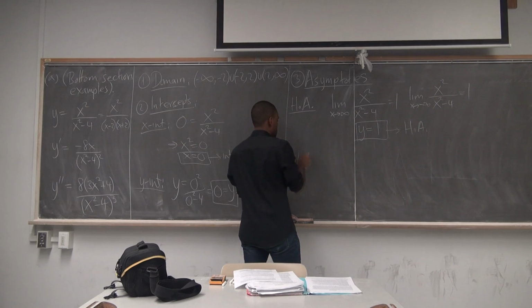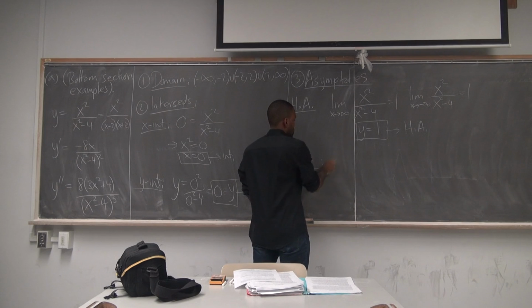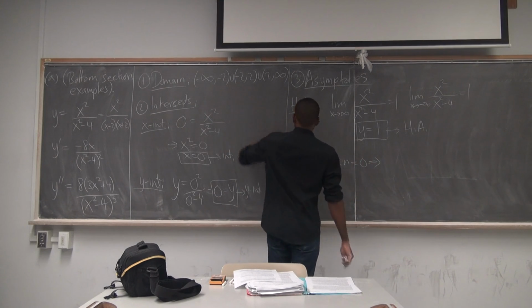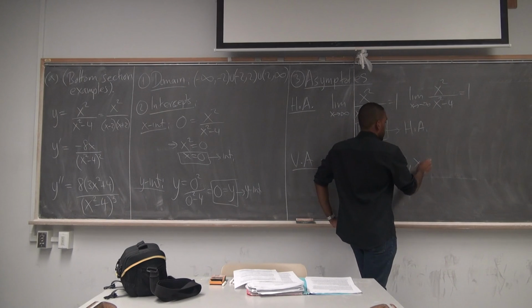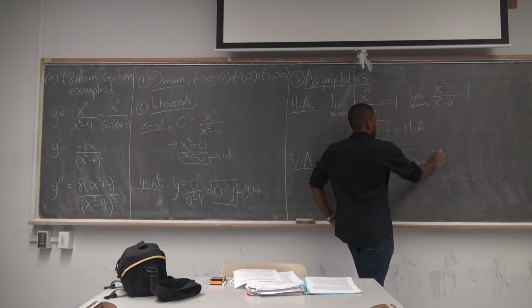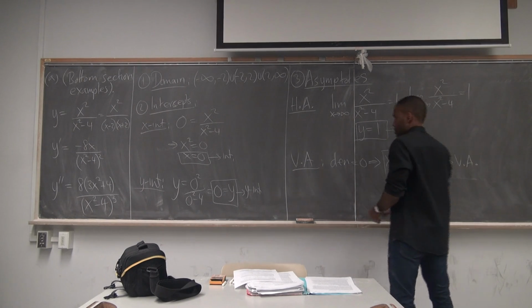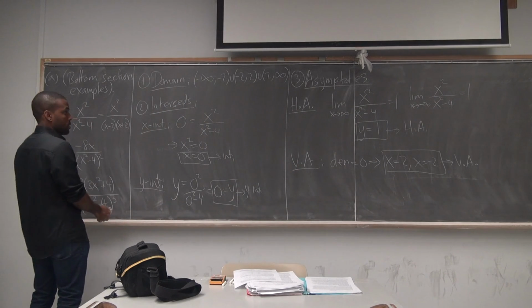Now look, the vertical asymptotes. How do we find those? Right, set the denominator equal to 0. So you basically get the values that are not in the domain. So you have x equals 2 and x equals minus 2. Those are your vertical asymptotes. And again, I'll show you how to put those on the graph.